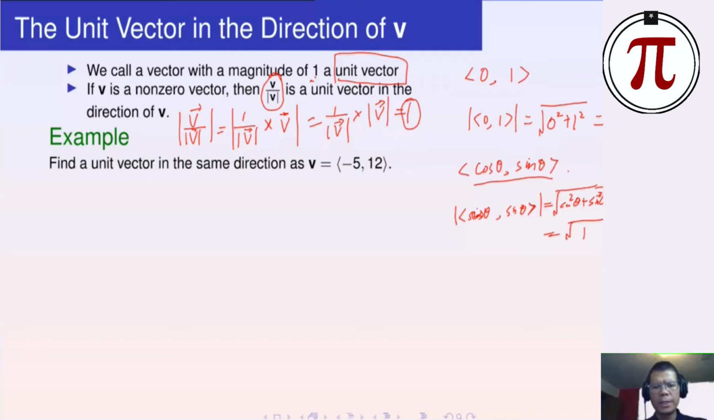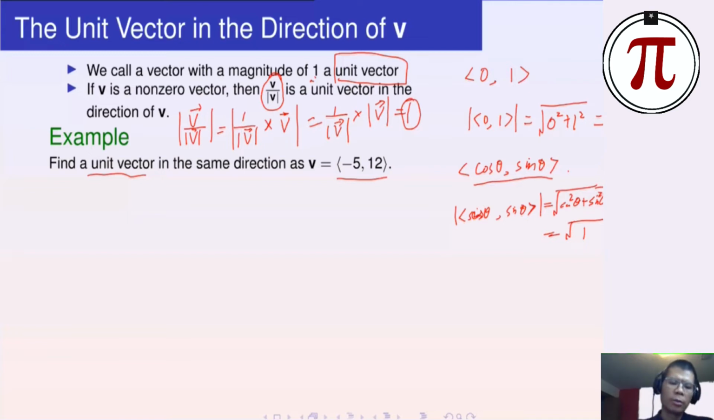Salim, can you read for us, please? Yes. Find the unit vector in the same direction as v equals (-5, 12). Very good. This is a non-zero vector, and we want to find a unit vector in the same direction. So we just find the magnitude and divide this vector by the magnitude.